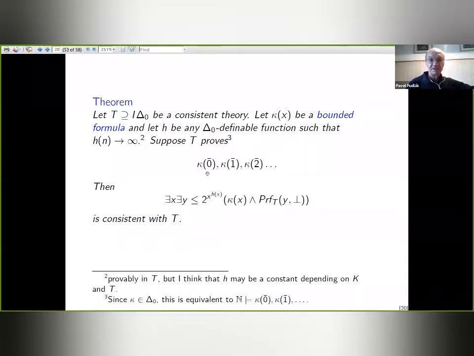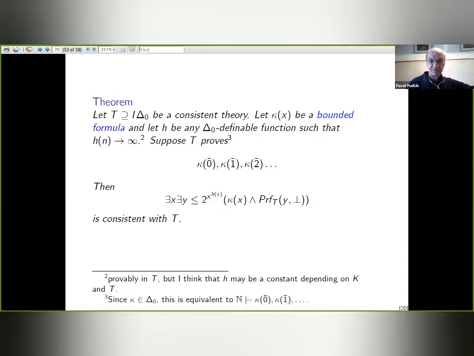And then suppose that kappa 0, kappa 1, kappa 2 are provable in T. Under these assumptions, we can then show that the proof of contradiction can be close to kappa in the sense that it's less than 2 to the x to the hx. So roughly one exponential above x. So this is another strengthening of Gödel's second incompleteness theorem, in the sense that it shows that it's consistent to have a small proof of contradiction.